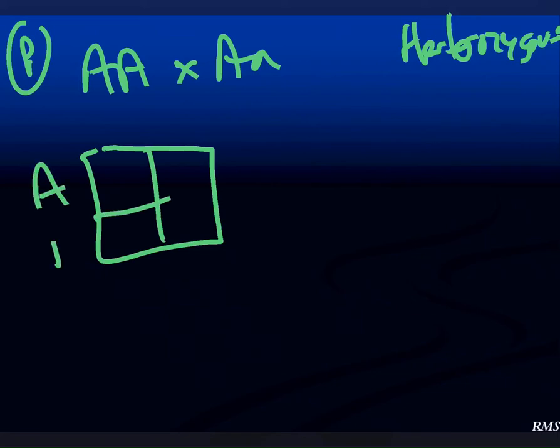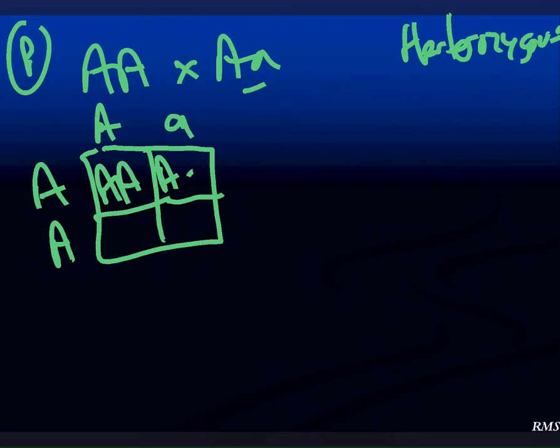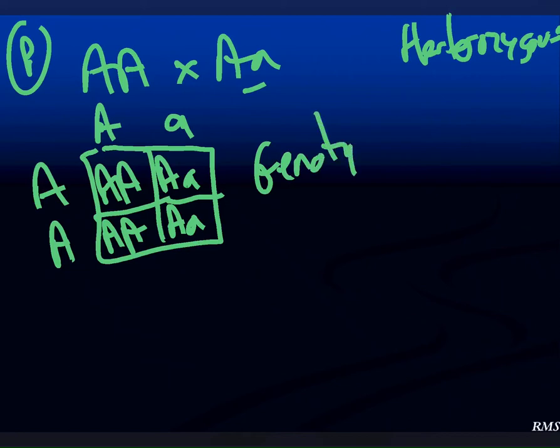There's a big A. There's a big A. This one could donate a big A or a little a. And then we just cross them. Big A, big A, big A, little a, big A, big A, big A, little a. So what is the genotype ratio?